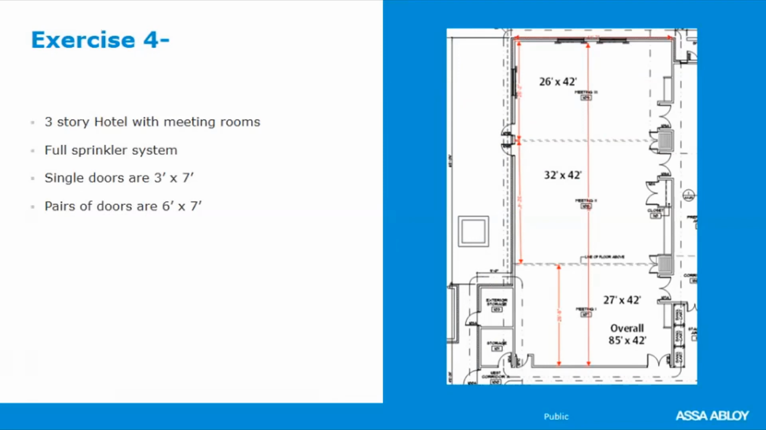Next one is one that we see quite often. We have a hotel that has meeting rooms, and the meeting rooms have operable partitions in between, so they can open them up and use 2 rooms together or all 3 rooms together. It is a fully sprinklered building. The single doors are 3 foot, the pairs of doors are 6 foot wide.